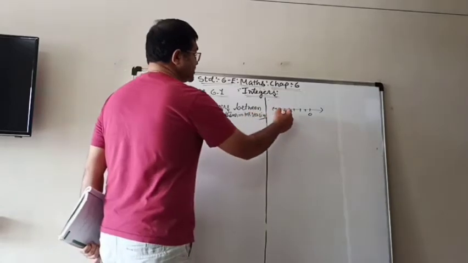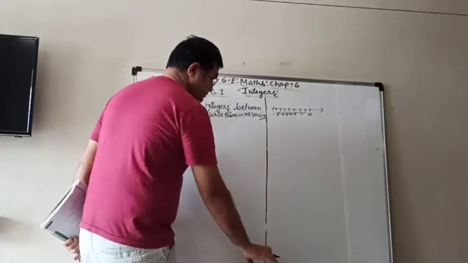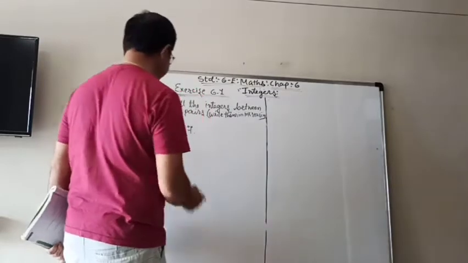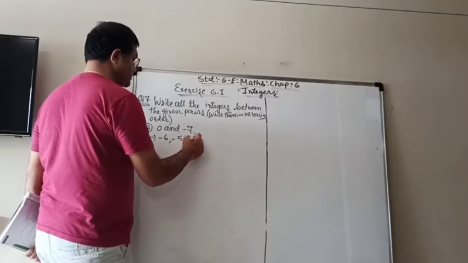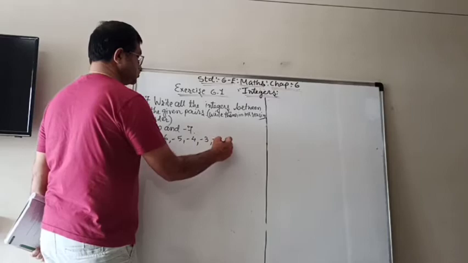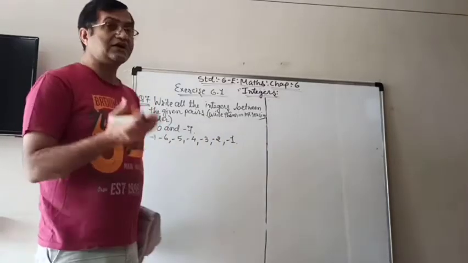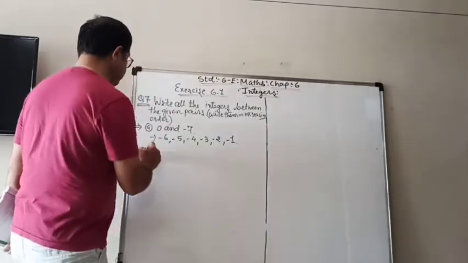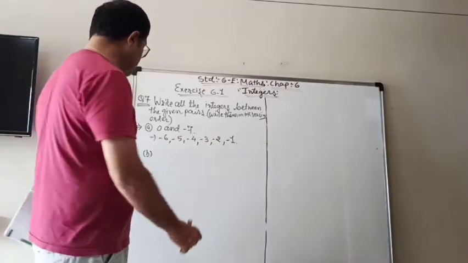But we have to write down in increasing order, means smallest first. So from all the numbers, which is the smallest? Minus 6. It means we will write down minus 6 first. So the answer is minus 6, minus 5, minus 4, minus 3, minus 2 and minus 1. These numbers are between 0 and minus 7 and they are in increasing order. Which is the second pair? Second pair is minus 4 and 4.